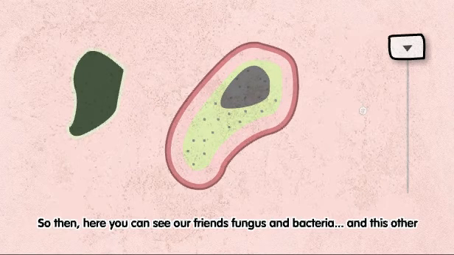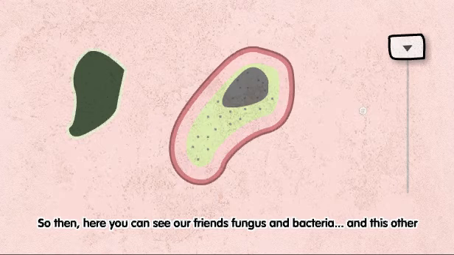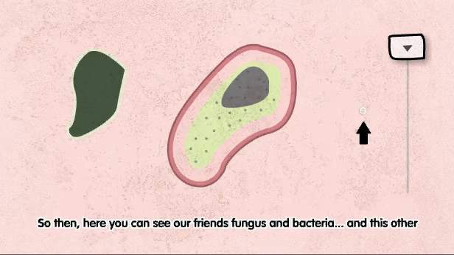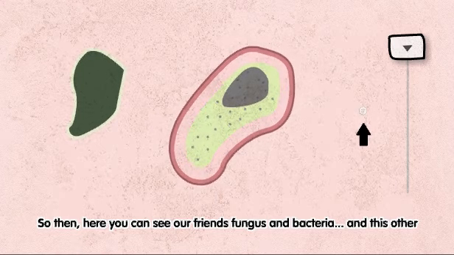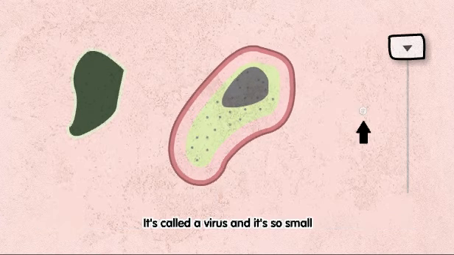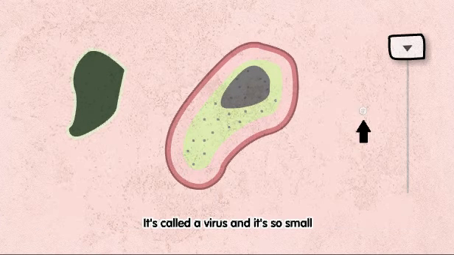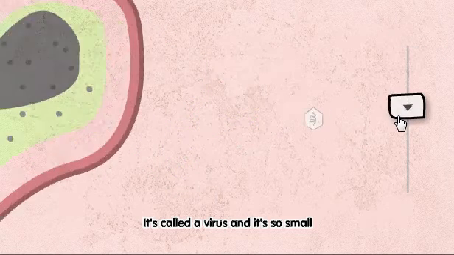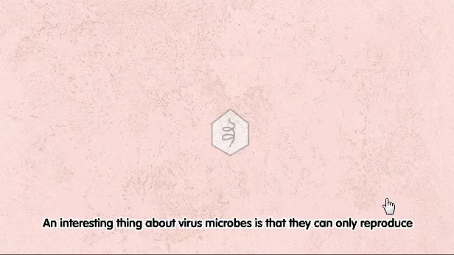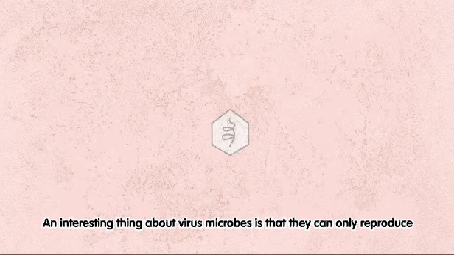So then, here you can see our friends, fungus and bacteria, and this other little dot. What's that? It's the final form of microbe. It's called a virus, and it's so small you're going to have to zoom in again to see it. An interesting thing about virus microbes is that they can only reproduce inside the cells of other organisms, which is why they are so very small.